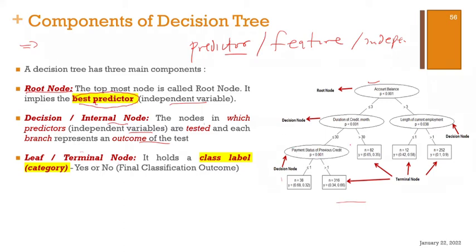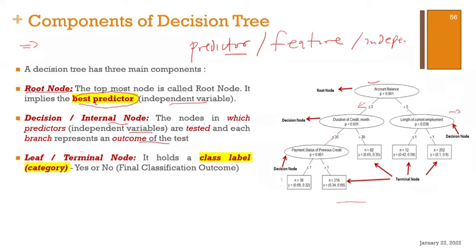Terminal means, because what you are doing at every node is you are asking the question. See, if the account balance is greater than 3, you put all the samples in this direction. If the account balance is less than or equal to 3, everybody that falls into that condition, you put them here. So you keep going down.